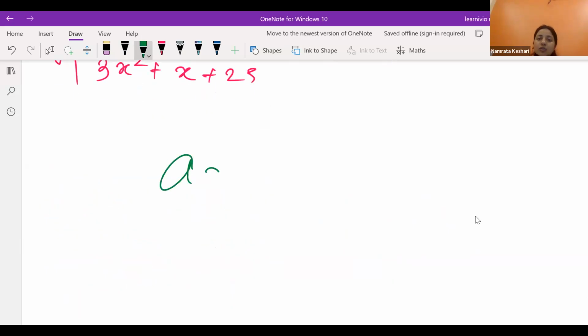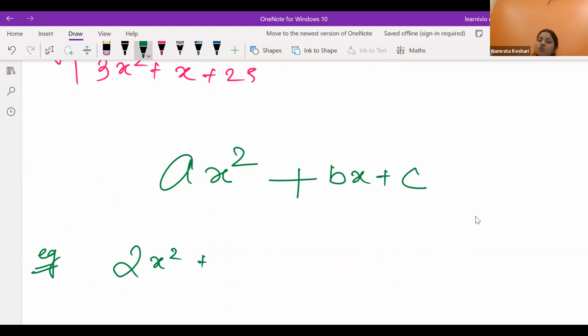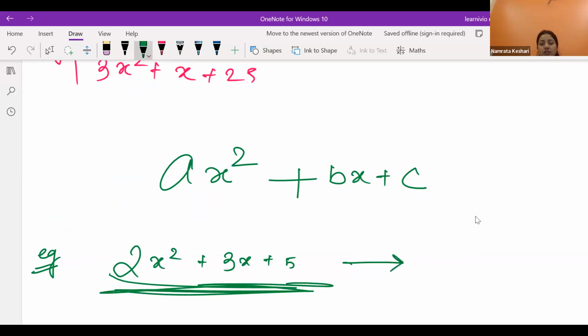I am telling you that our quadratic polynomial looks like ax square plus bx plus c. See, this is just a format. Actually your question or your example will look like 2x square plus 3x plus 5. And if I ask you what is a, what is b, what is c over here, are you able to identify? Yes, Afan, please tell me. A is 2, B is 3, and C is 5. Yes, A is 2, B is 3, and C is 5.